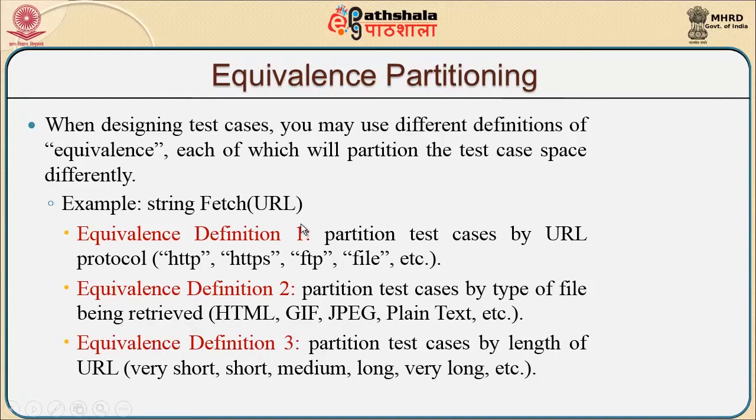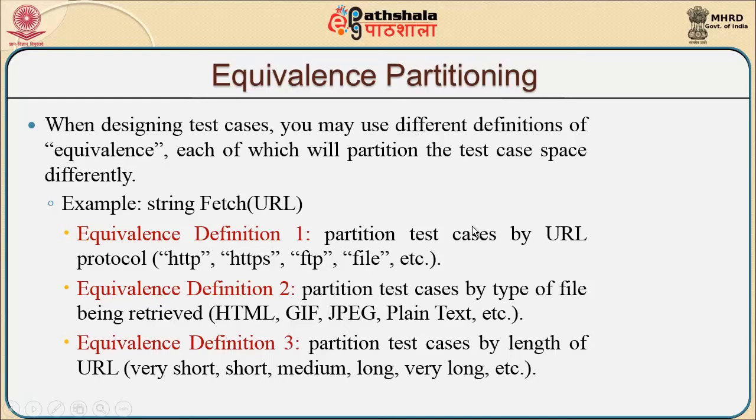Let us look at another example. For fetching a string from a URL, we partition the test case by URL protocol like HTTP, HTTPS, FTP, file, and so on. And not only that, we can have a URL of HTML type, another image file format type like GIF, JPG, and plain text format types also. Not only that, URLs can be very short, medium, and very long. So, these are the basic things that we tend to categorize, and we identified what should be tested under each and every category. At least one of the elements should be tested under each category.